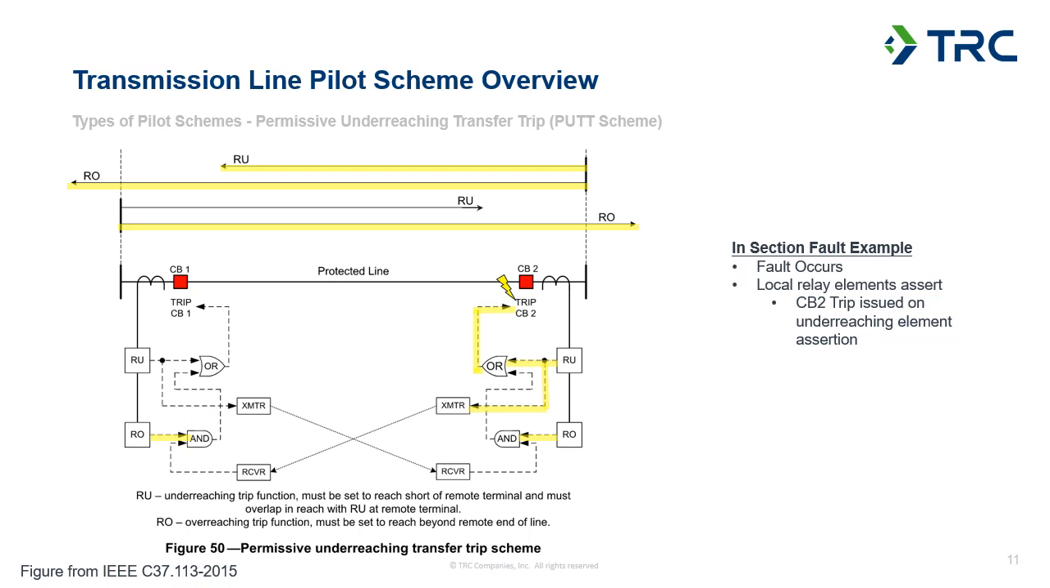And right now that AND gate is not satisfied because we're not showing a permissive signal being received for this terminal yet. If we take a look at terminal 1, you can see that the underreaching element is not operating. So the underreaching forward-looking element is not set long enough to see the fault because it's too close to terminal 2. But the overreaching element does see it. So the overreaching element asserts and goes to that AND gate. The AND gate's not satisfied yet because we have not received a permissive signal from the other end.